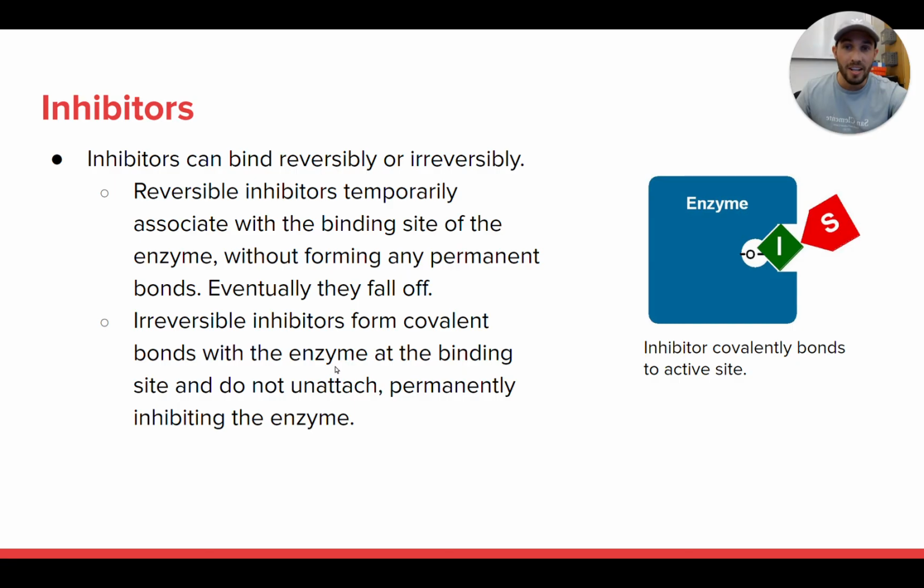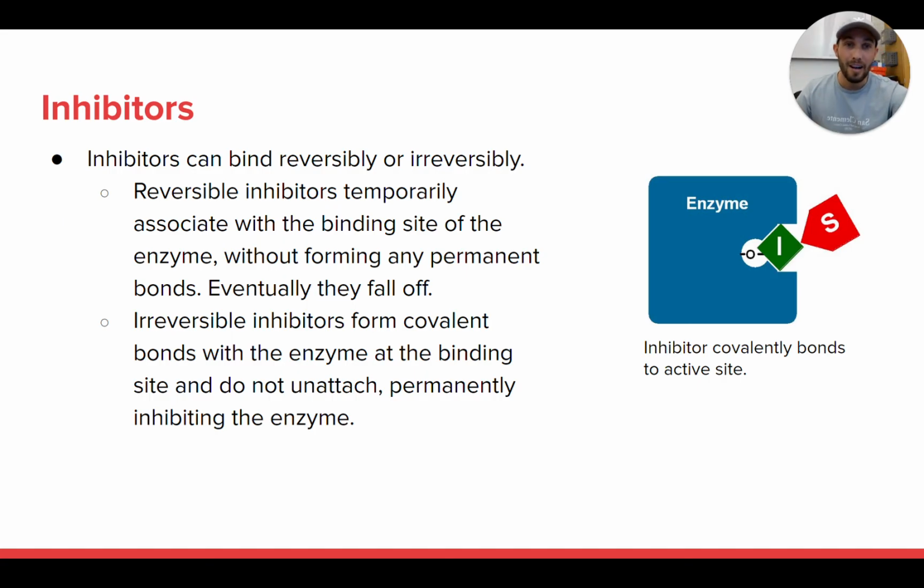Whereas irreversible inhibitors are ones that are going to form actual covalent bonds, chemical bonds, with the enzyme, and they're going to be stuck there permanently. An irreversible inhibitor is one that's going to latch onto the enzyme and permanently shut it down. You could wait as long as you want, but that enzyme is now just done. It's not going to work ever again.